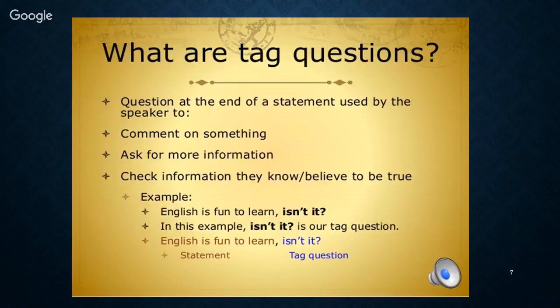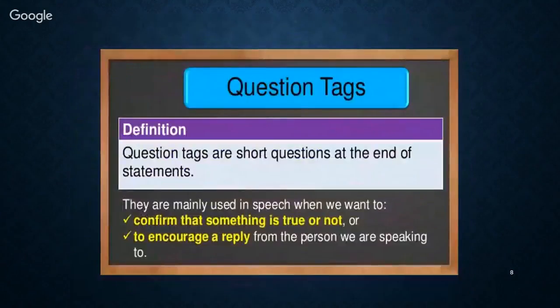In this example, isn't it is our question tag. English is fun to learn is the statement. Isn't it is the question tag. Question tags are short questions at the end of statements. They are mainly used in speech when we want to confirm that something is true or not, or to encourage a reply from the person we are speaking to.